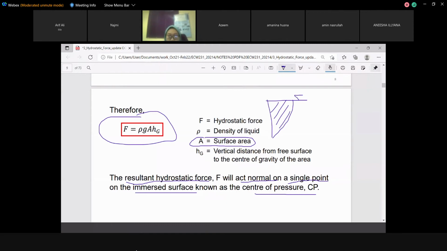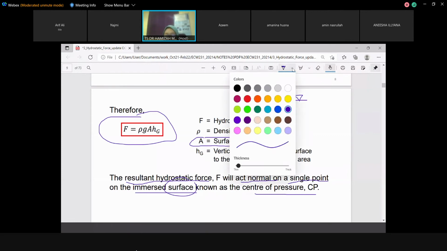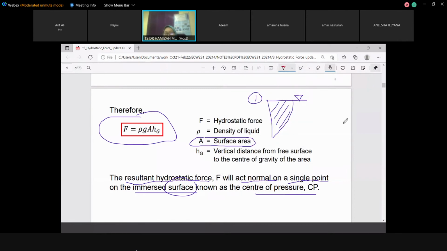Okay, the first one maksud dia ialah area containing fluid ataupun surface, sebab kita guna kat sini surface kan, so surface containing fluid. So another one you have surface displaced fluid. Bukan immersed, displaced fluid. Okay, you have the same thing, tapi fluid dia dekat belah sini.